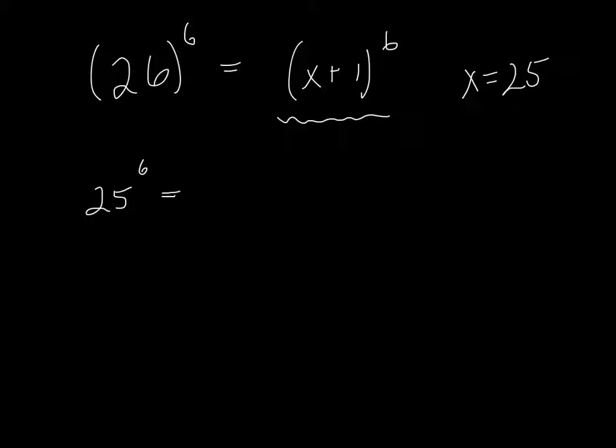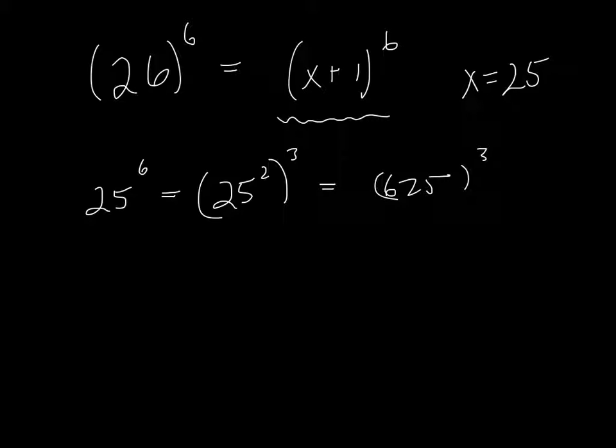Well, we know that it's 25 squared to the 3, which is 625 to the 3rd. Now, 625 to the 3rd, 625 is 6 plus 1/4. In other words, it's 25 fourths.